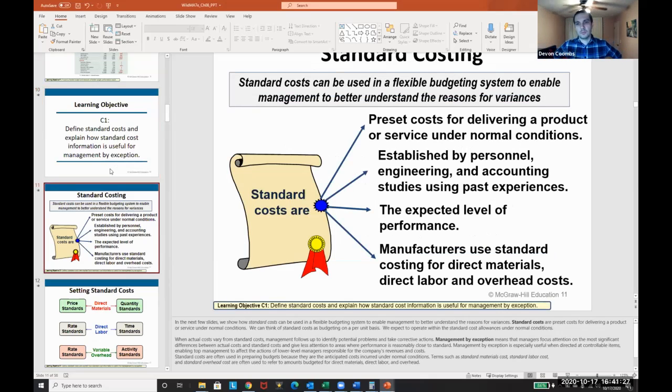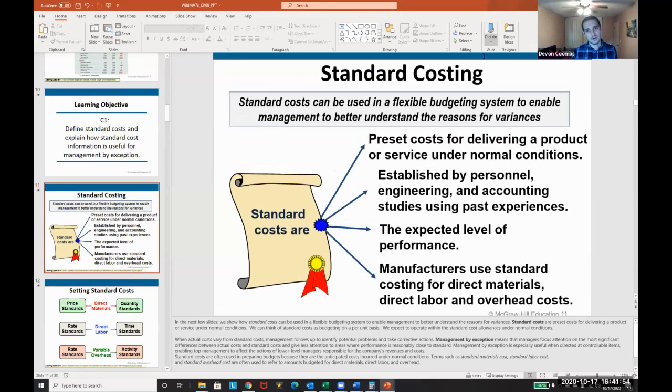Standard costs are preset costs for delivering products. They're what we establish for personnel, engineering, accounting, etc. And our accounting will figure out this costing based on historical or past experiences. We use expected levels of performance, and we use this to determine direct labor, direct materials, and overhead. And so we use standard costing in the flexible budget system so we can better understand our variances.